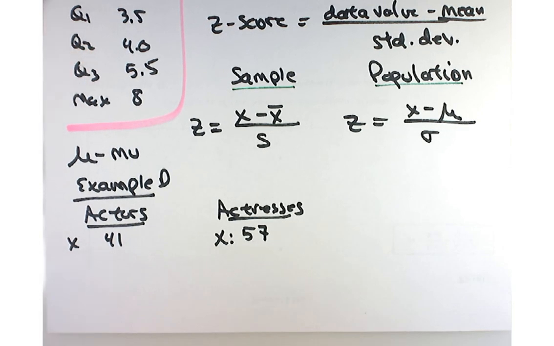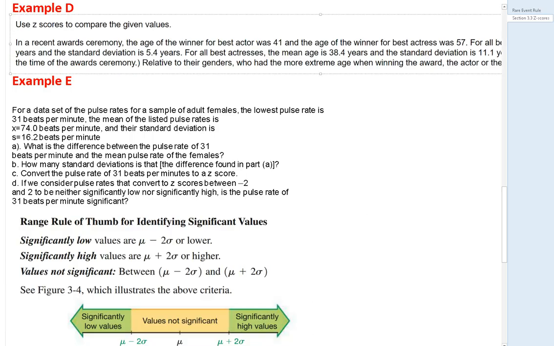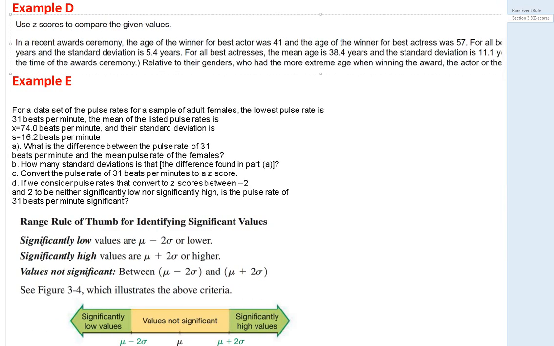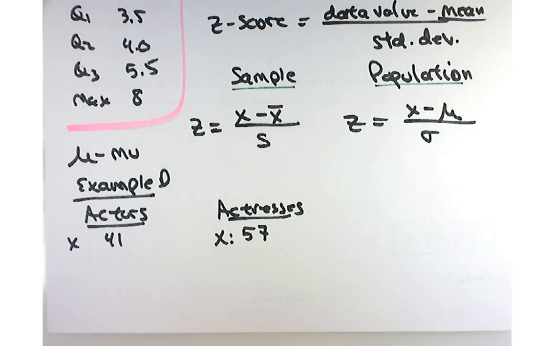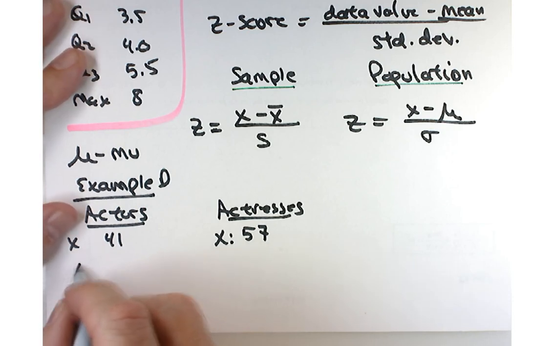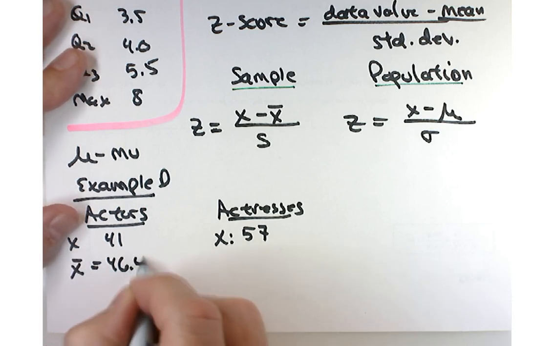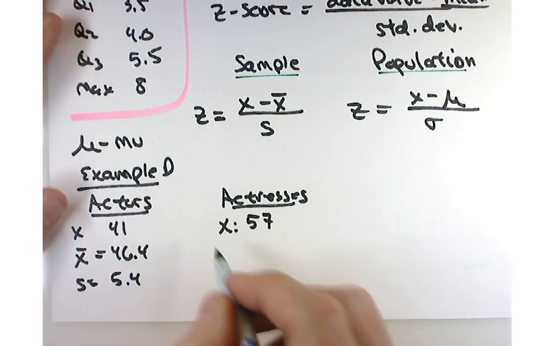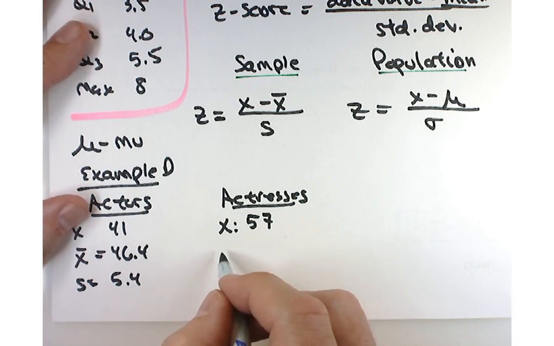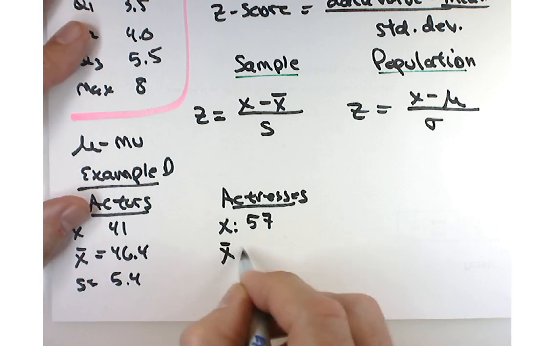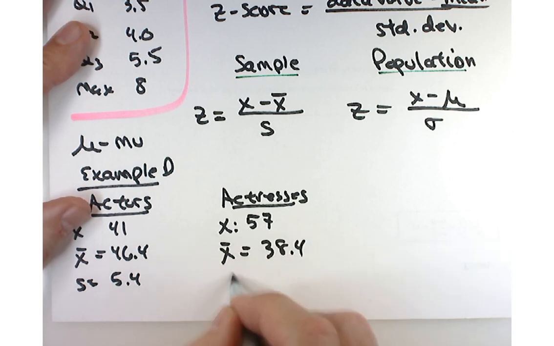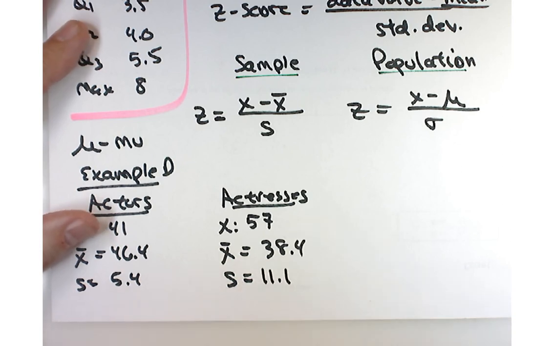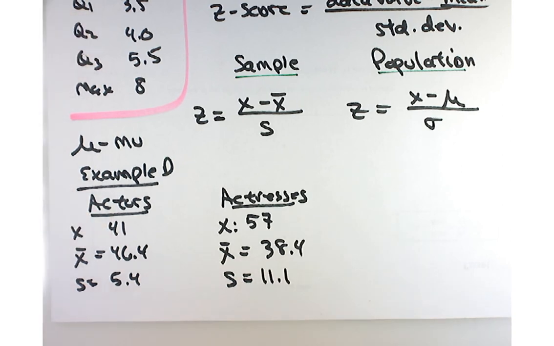Let's write down some more information. For all best actors, the mean age is 46.4, and the standard deviation is 5.4 years. So x bar for this data set is 46.4, and the standard deviation is 5.4. For best actress, those data values are x bar is 38.4, and s is 11.1.